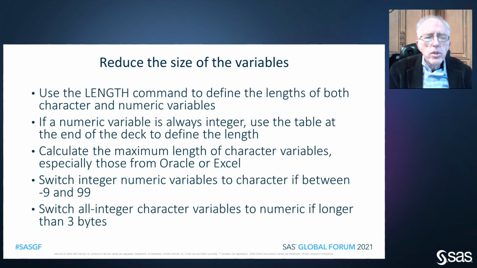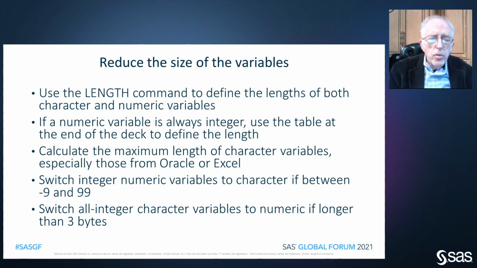Okay, we can reduce the size of the variables. You can use the length command to define the lengths of both character and numeric variables. If a numeric variable is always an integer, we can use the table at the end of the deck to define the length, and I'll be showing you the table later. You can calculate the maximum length of character variables by taking the length of each variable and seeing what the maximum is after running it through a proc means or a proc summary. The variables coming in from Oracle or Excel sometimes default very long, 250 bytes often, 1,000 bytes, and you don't really need that, and you can save a lot of space by reducing their length.